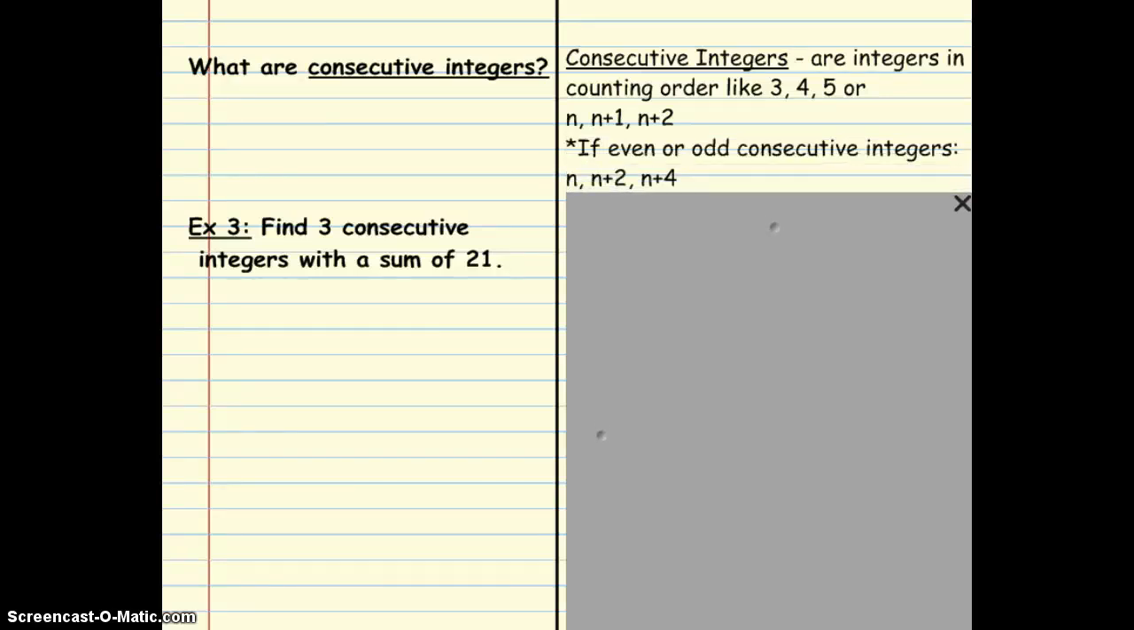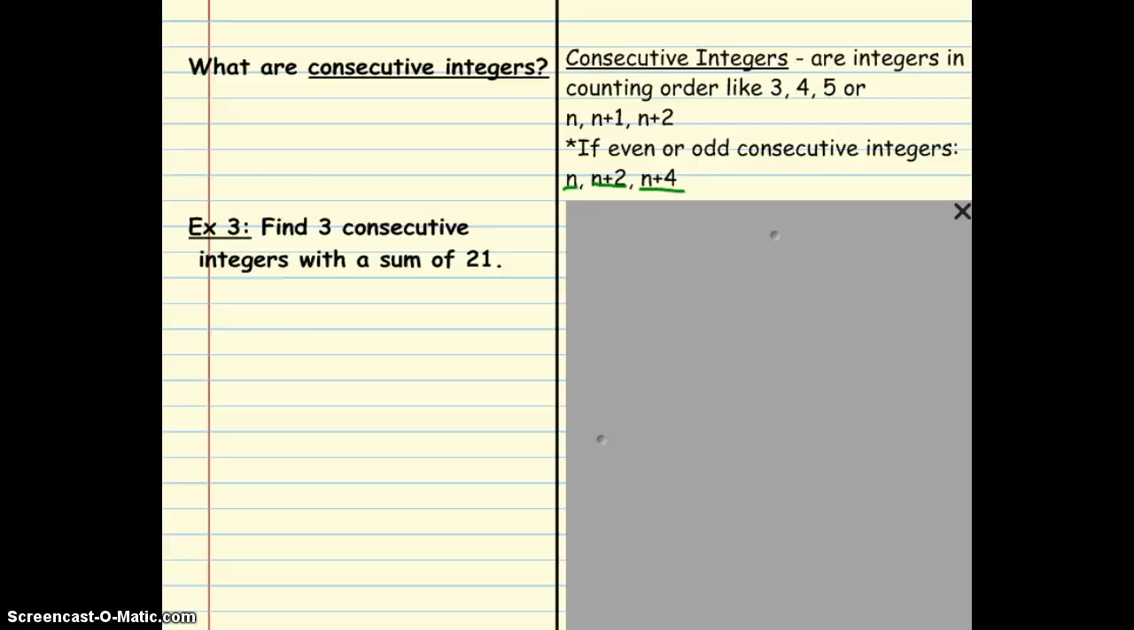Alright. In addition, some of the problems ask for consecutive odd integers or consecutive even integers. Again, we don't know the number, so the first one would be n. And if they're going to be even numbers or odd numbers, that means it has to go up 2 numbers to get to the next even or odd number. So we've got n plus 2 would be the next one, and then n plus 4 would be the one after that.